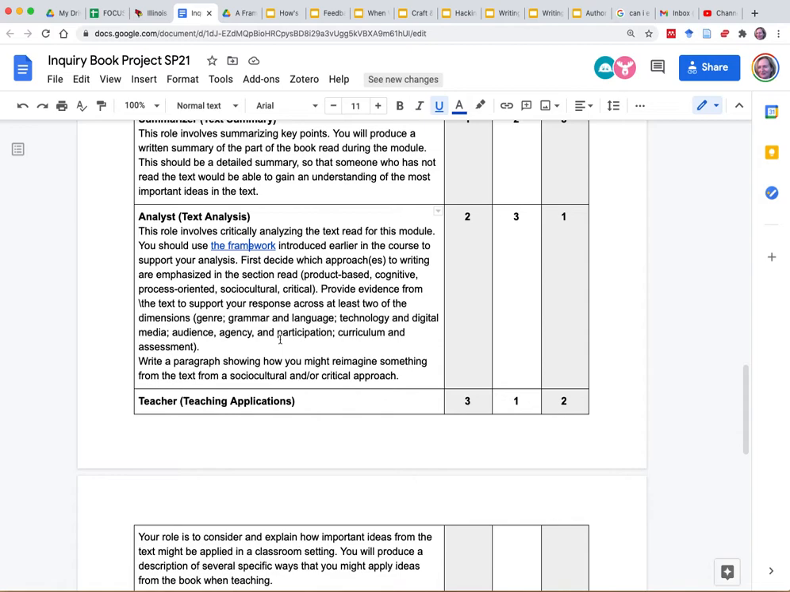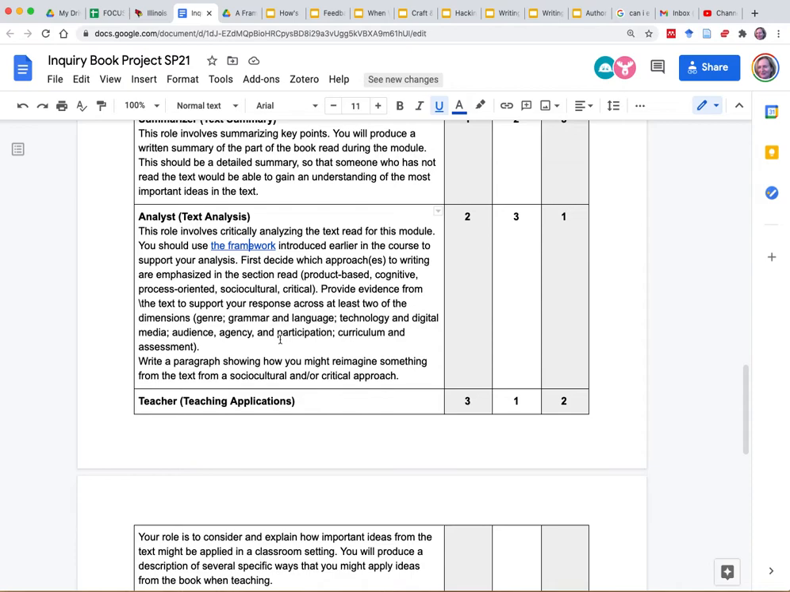So as a text analyst, one reason why this role is so important is because it's going to be such an important role to you as a teacher, right? You need to be able to take the assessments and the materials and the readings, all the resources that you might use in the classroom, and to be able to critically analyze them, to be able to say, hey, this book pays no attention to students' agency in writing. This is not something I want to use.